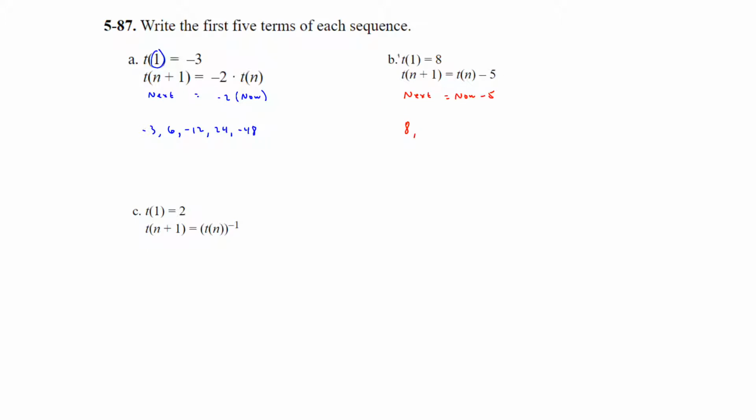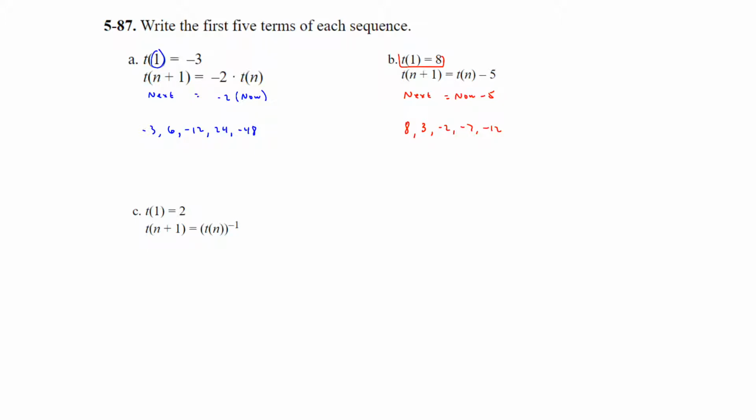Once again, that's given to us right here. And then we just keep subtracting 5. So if we subtract 5 once, we get 3. Subtract 5 again, -2, -7, -12. And those are the first 5 terms on that one.